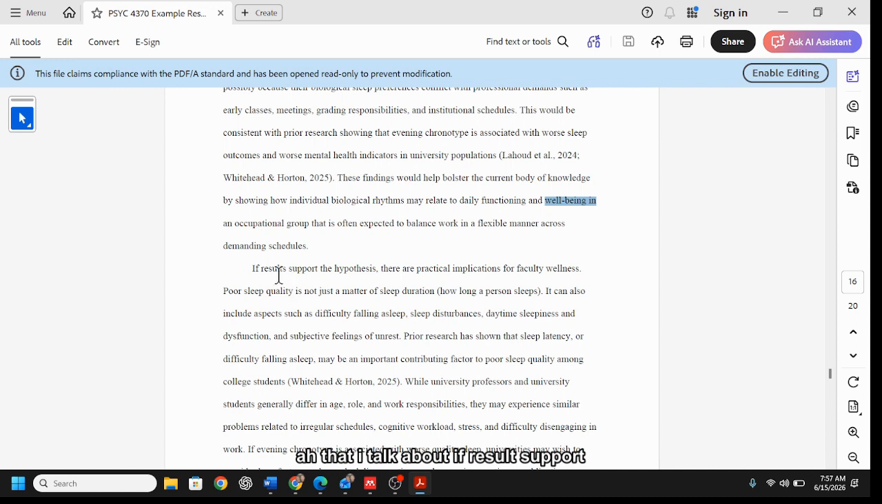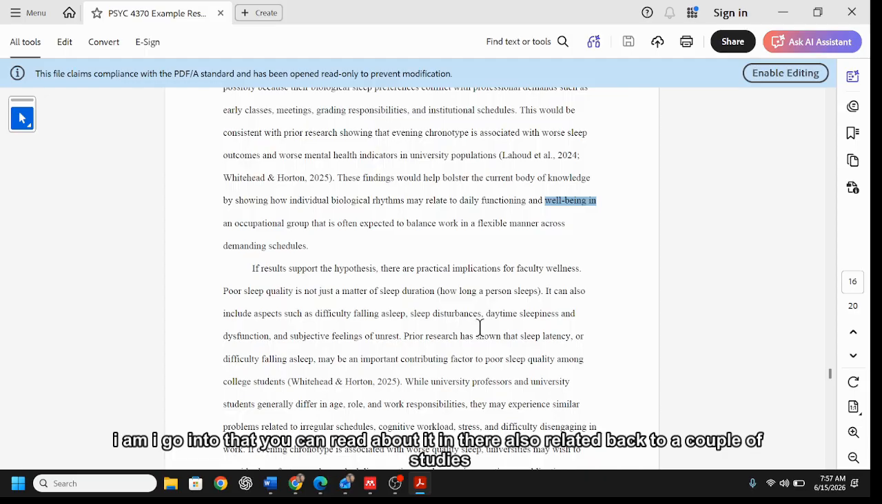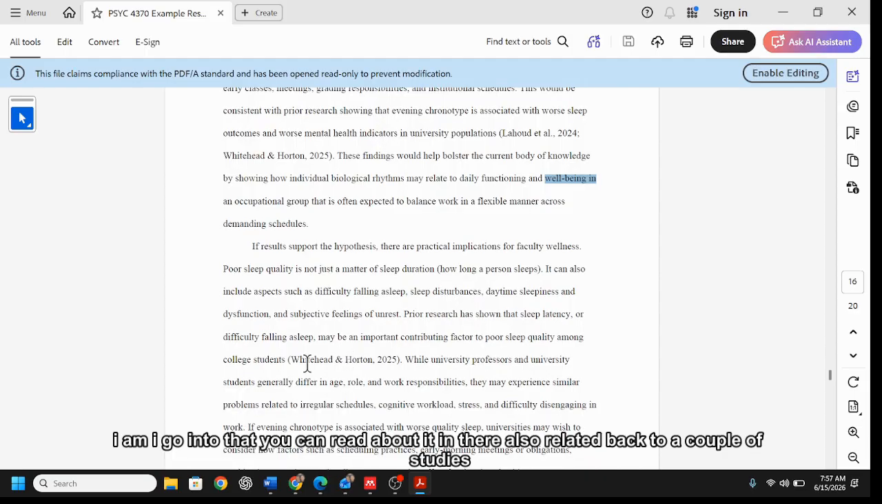Then I talk about if results support my hypothesis, how it's got practical implications, maybe not schedule professors to come in early in the morning. I don't know. I go into that. You can read about it in there. I also relate it back to a couple of studies.